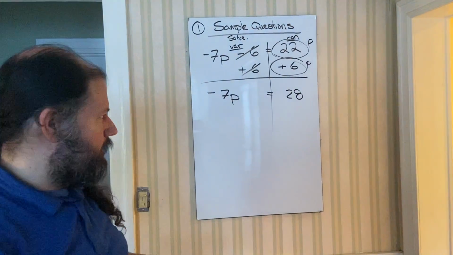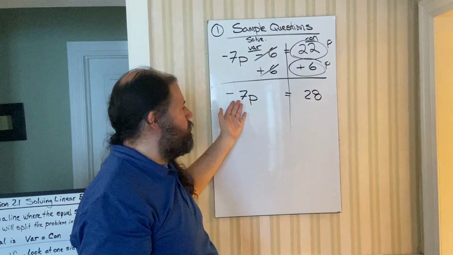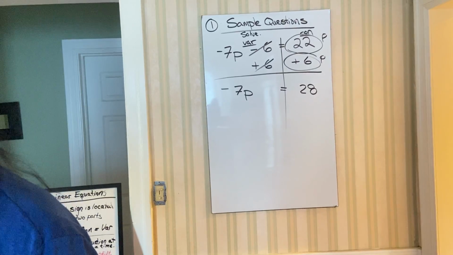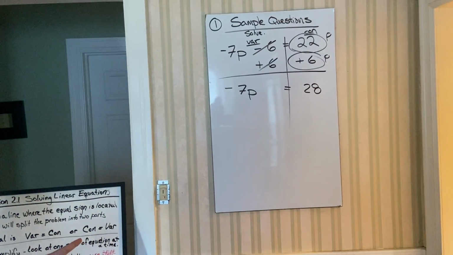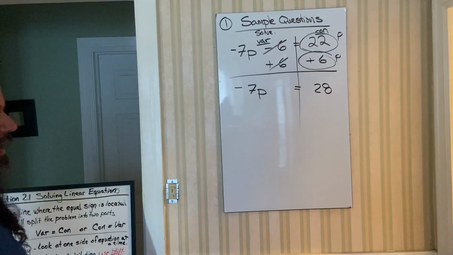Now that I'm done moving, where I have constants on constant side, variables on variable side, we just need to get rid of that coefficient. That's the divorcing step. So we want to get rid of not only that 7, but the sign. So we want to divide both sides by -7.